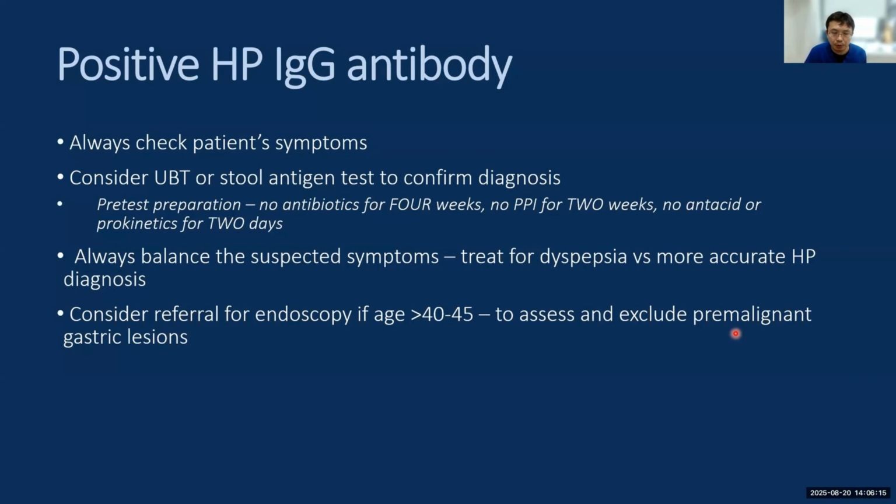So important thing with the urea breath test, so this is my go-to test in clinic, is to do a urea breath test just to see if someone has active H. pylori infection. But remember, you gotta make sure the person takes no antibiotics for 4 weeks, no PPI for 2 weeks, and no antacid or prokinetics for two days.